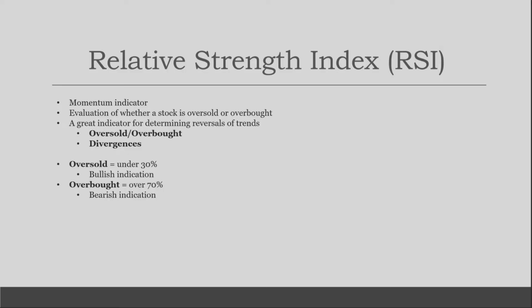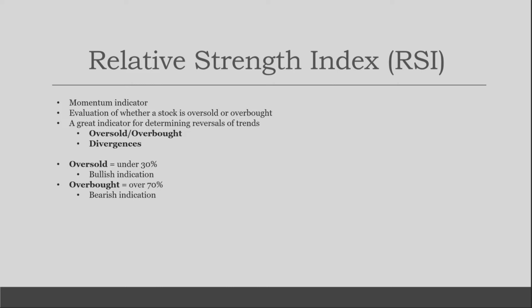The next type of technical indicator is known as the Relative Strength Index, better known as the RSI. The RSI is a momentum indicator and evaluates whether a stock is oversold or overbought over a certain time frame. The RSI is a great indicator for determining reversals of trends by using 2 different strategies.